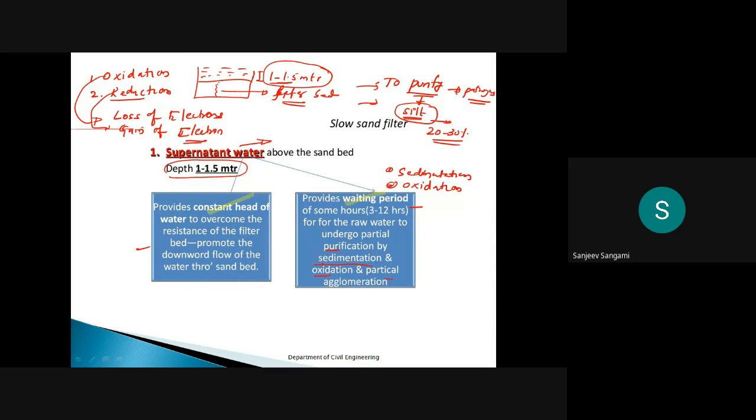When you expose this for more time, it is exposed to the atmosphere. Once it is exposed to the atmosphere, normally the aeration process will be predominant. Once aeration is happening, some of the pollutants can be removed with the help of the aeration process, because we already studied the aeration process.